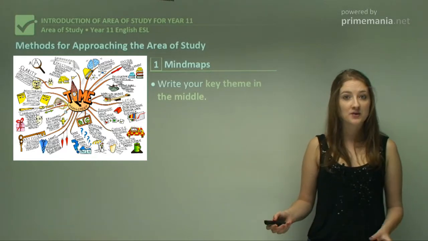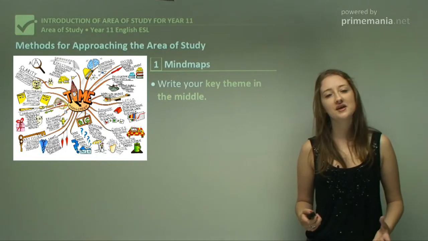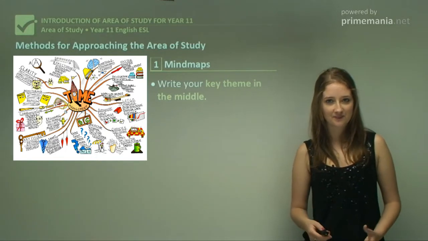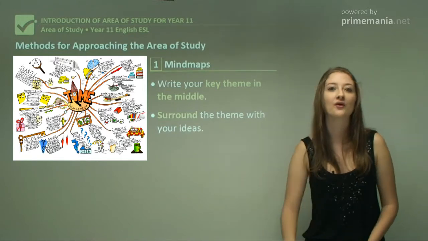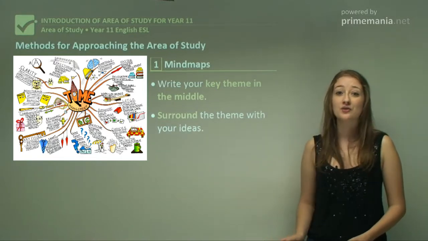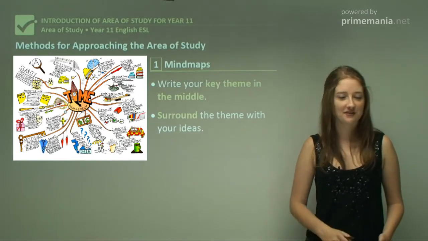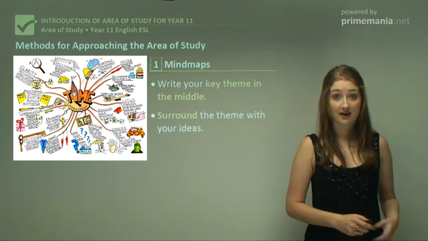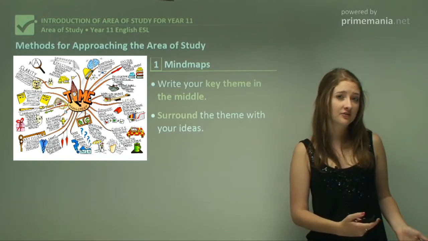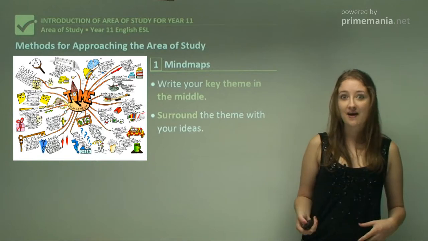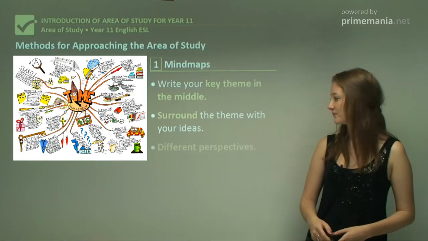Basically, with a mind map, you write your key theme in the very middle of the page. So whatever theme for your area of study that happens to be. Then you're going to be surrounding that theme with all of your different ideas. So for example, you write change in the middle and then fill the rest of the page with everything else you can think of to do with that area of study. These can be things that are specific to your text, or even just ideas that you have that are a little bit more broad. Anything, just whack them down on that page.